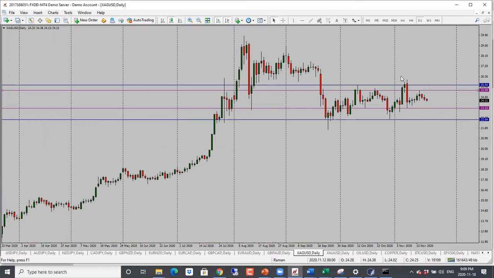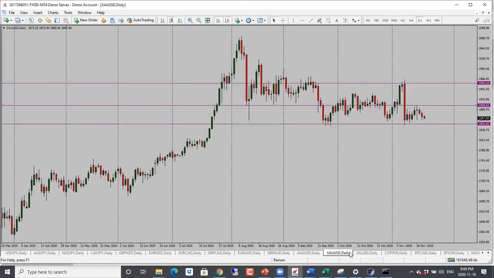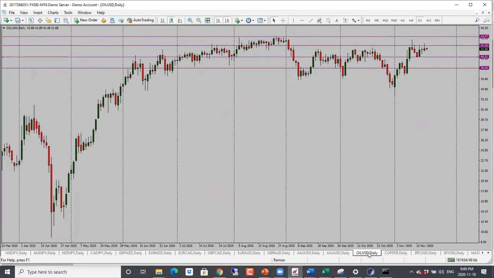Silver here, silver is looking bearish as well. It's slowly trying to make its way down, still looking for that 23.50 level. Gold also looking bearish, looking for a drop back into the 1850 level here. So bearish bias for gold.